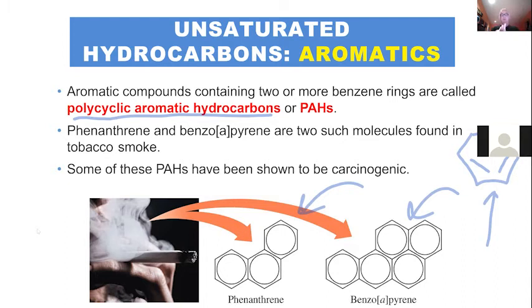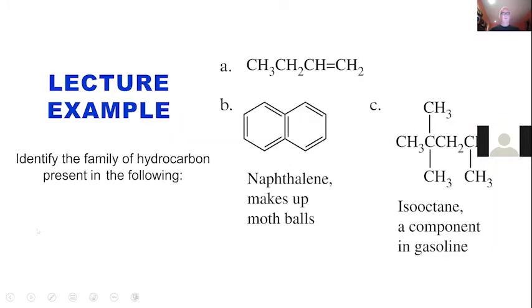So it fits between the rings, and it screws up the replication of your DNA. And so it introduces a lot of errors, which lead to potential mutations and potentially cancer. So we don't want to have those around for the most part. So here are some of the compounds that we've been talking about. What about number 1? What family of hydrocarbon is A here?